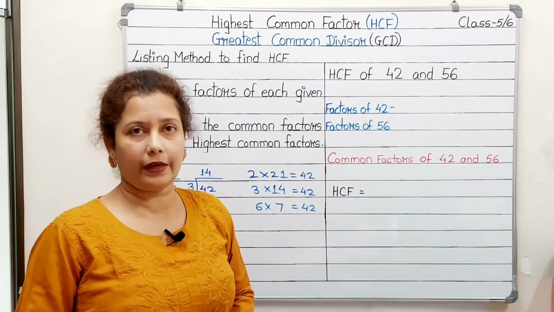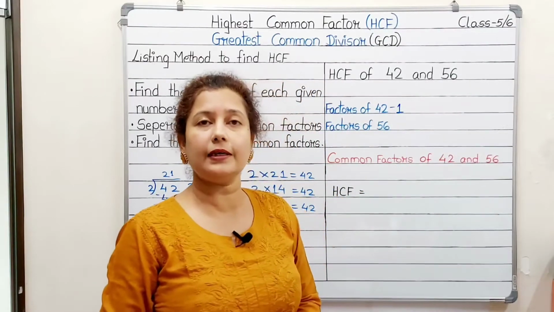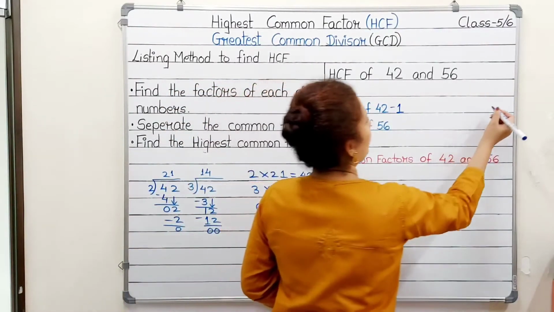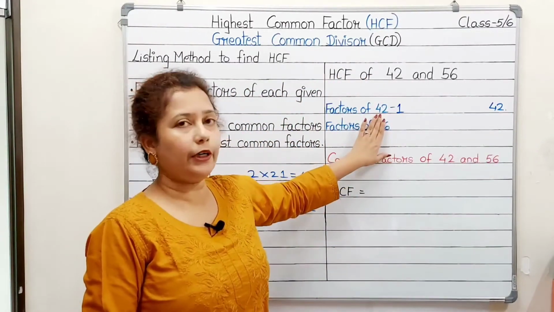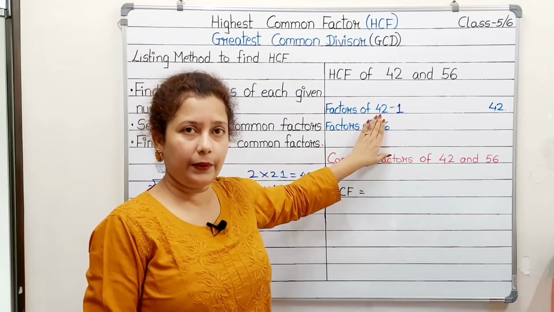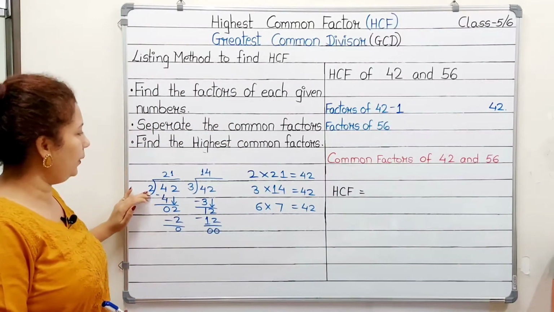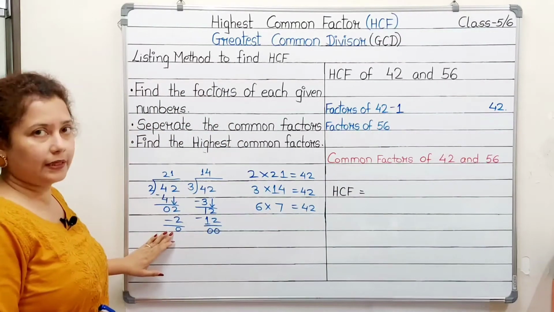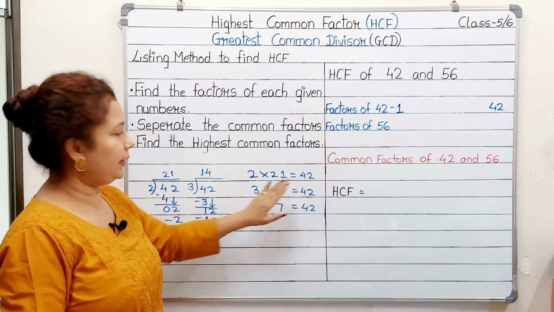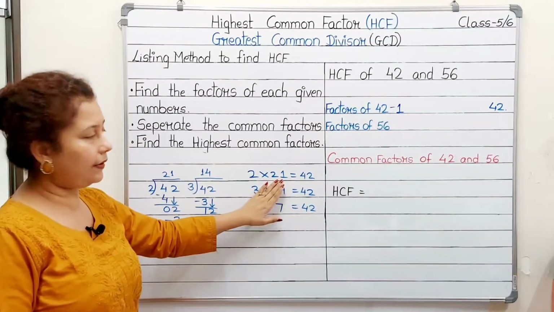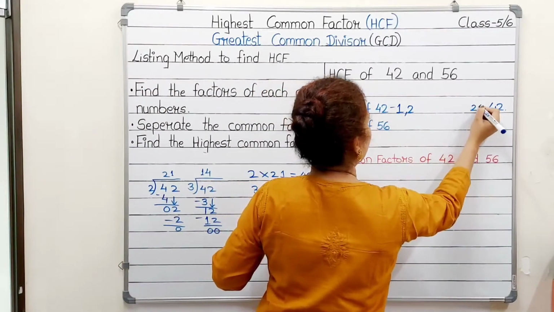1 is a factor of every number, so we'll write 1 as the first factor. A number is a factor of itself, so the last factor will be 42. Now we see if 42 is divisible by 2. It is an even number, so it is divisible by 2. When we divide 42 by 2, we get 21 as the quotient and 0 as the remainder. That means 2 multiplied by 21 is 42, so 2 and 21 both are factors of 42. So we will write 2 and 21.